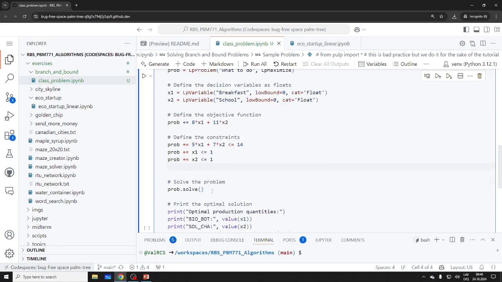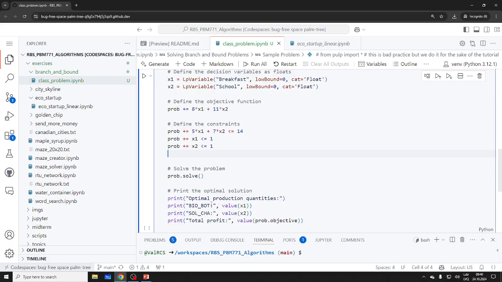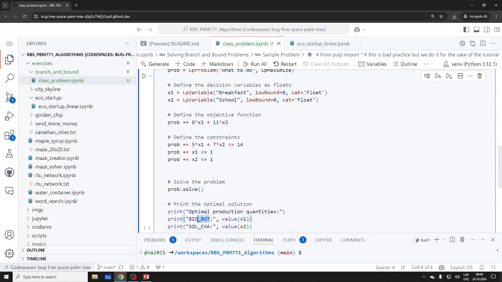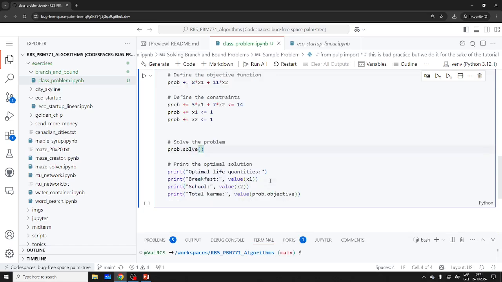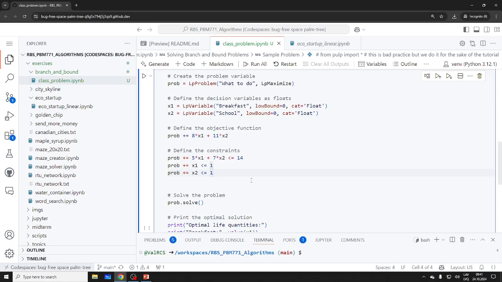All right, now print breakfast and school, and total profit. I don't know, I guess we'll call it total karma or something. Optimal quantities. Okay, right. I don't have the inspiration this morning to do anything fancier.